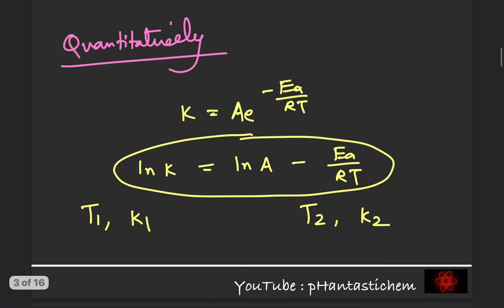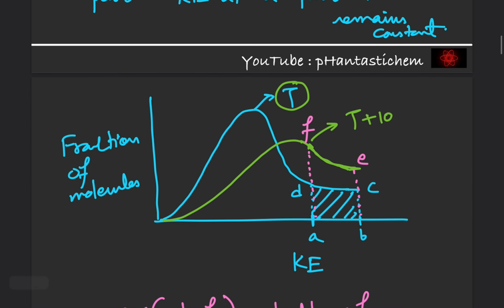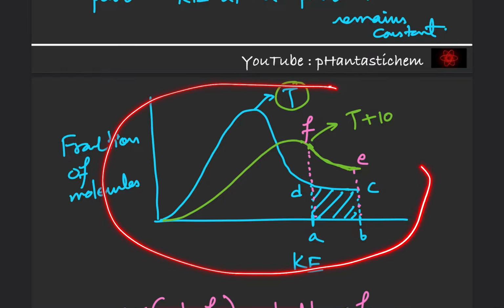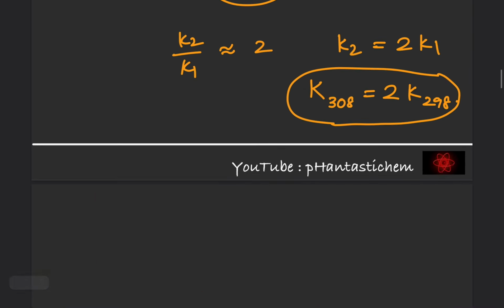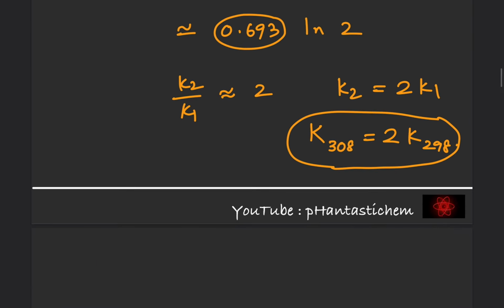But it's an important fact that you should know that for every 10-degree increase in the temperature, the rate constant doubles, or you can say the rate becomes double. That is because of Maxwell's distribution curve, that is qualitatively, and this we have calculated quantitatively. So I would suggest you remember this as a fact.